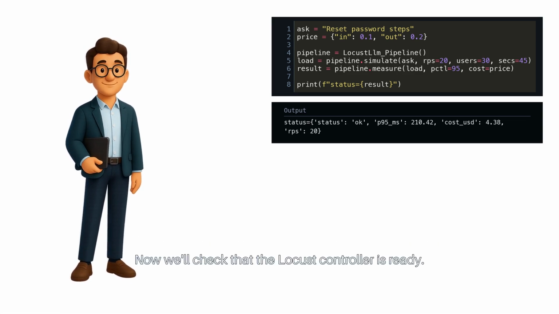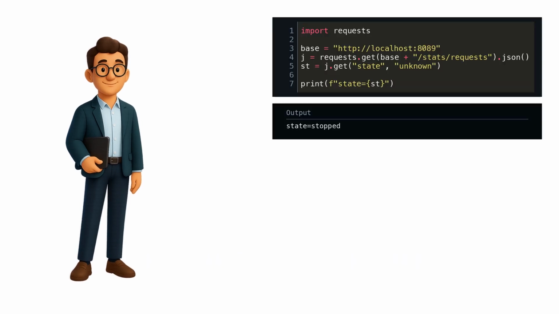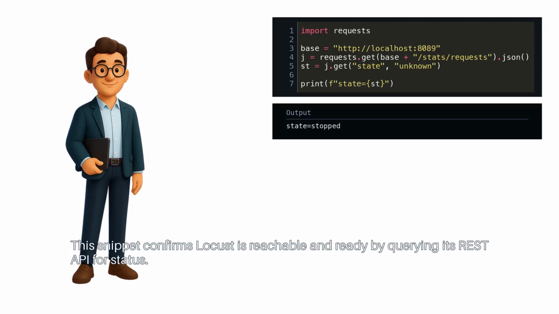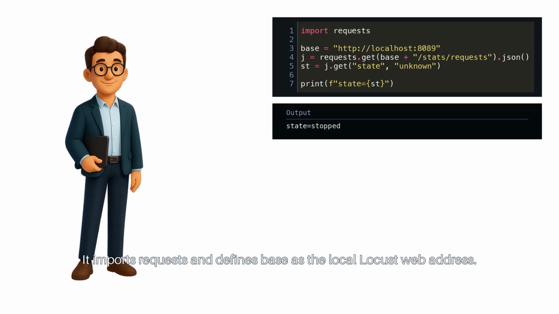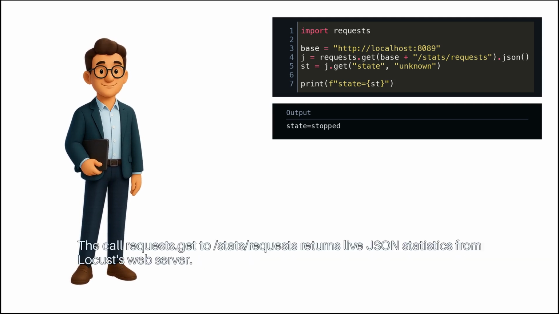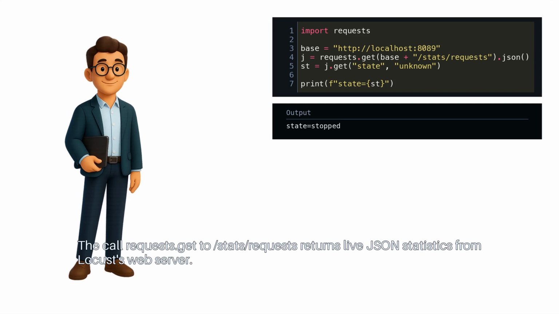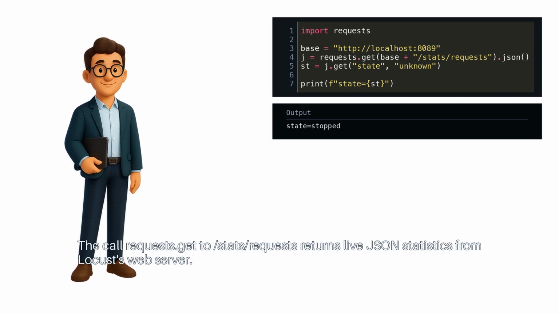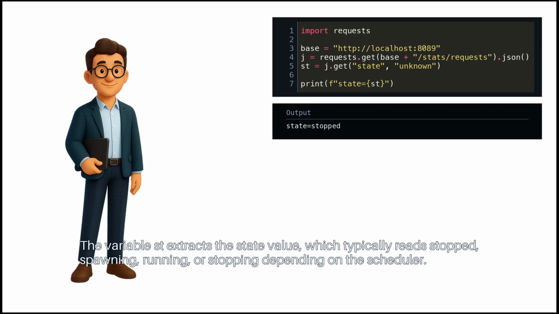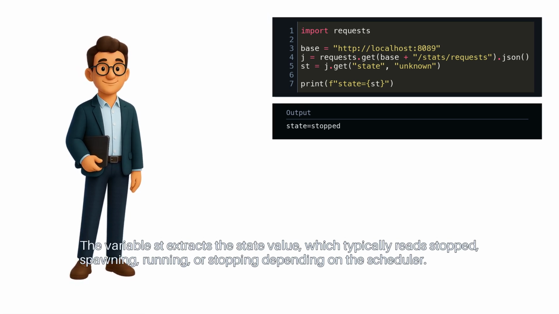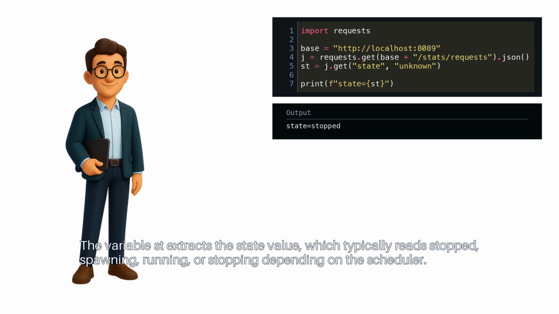Now, we'll check that the Locust controller is ready. This snippet confirms Locust is reachable and ready by querying its REST API for status. It imports requests and defines base as the local Locust web address. The call requests.get to /stats requests returns live JSON statistics from Locust's web server. The variable st extracts the state value, which typically reads stopped, spawning, running, or stopping, depending on the scheduler.